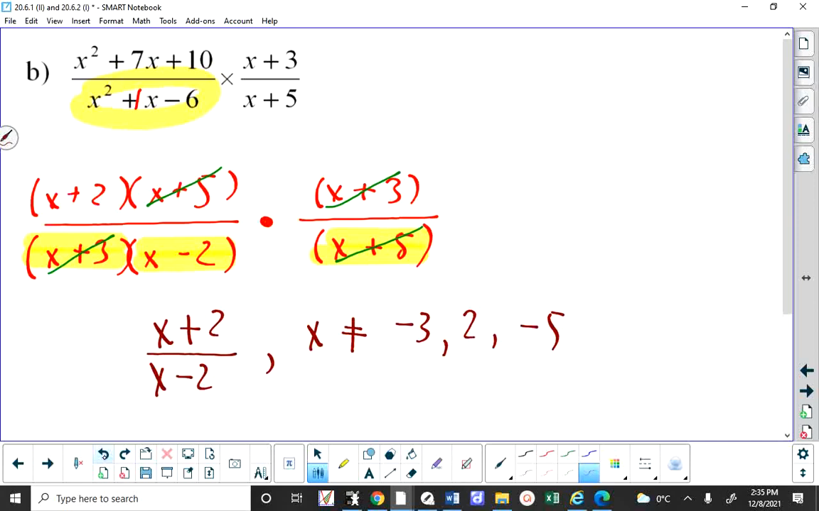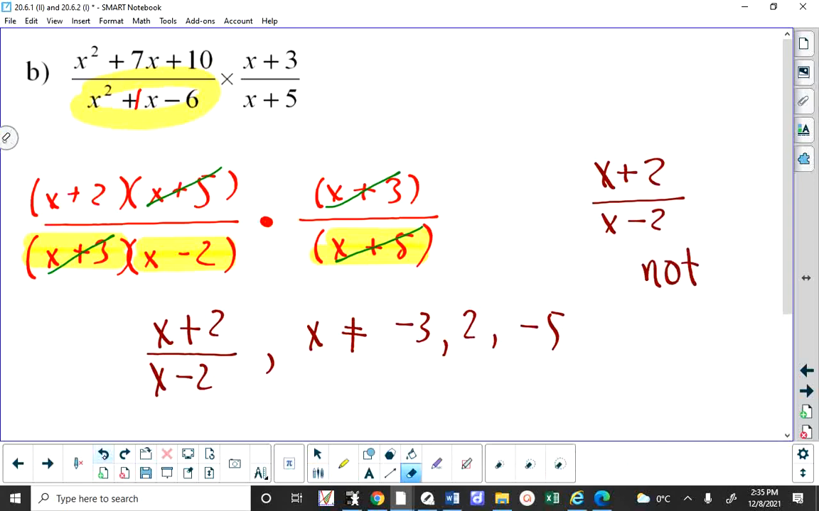Because these are not negatives of each other. X plus 2 over x minus 2 is not 2 minus x over x minus 2. These are negatives. X plus 2 and x minus 2 are conjugates. A plus b, a minus b. They don't cancel. If we ended up with that, absolutely, then the whole thing would reduce to -1. Does that answer your question? Okay.